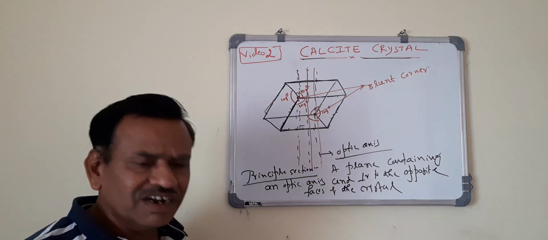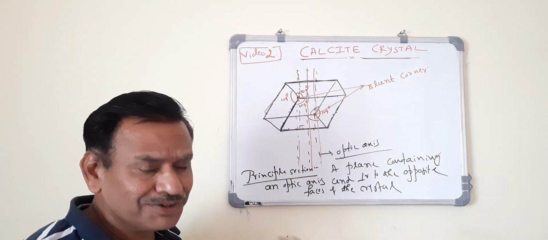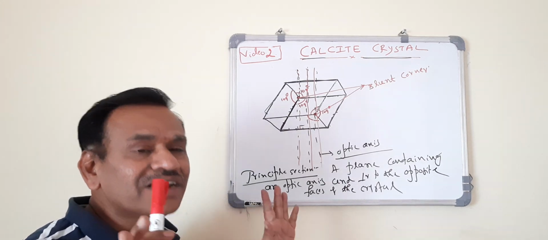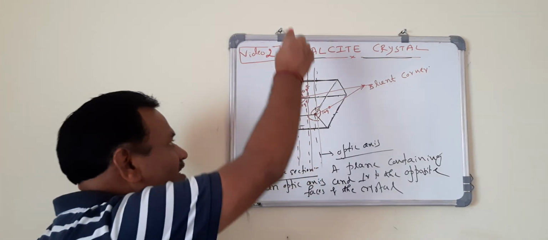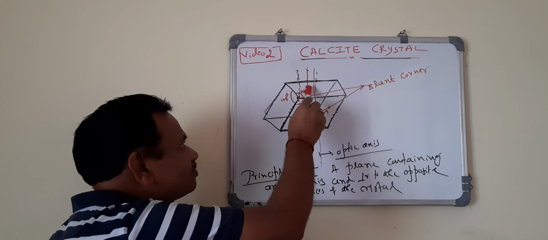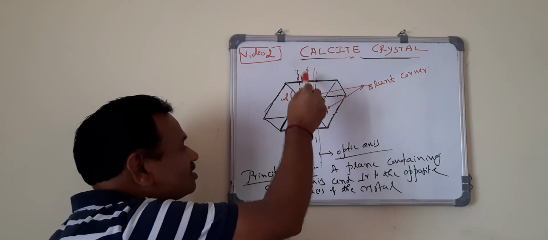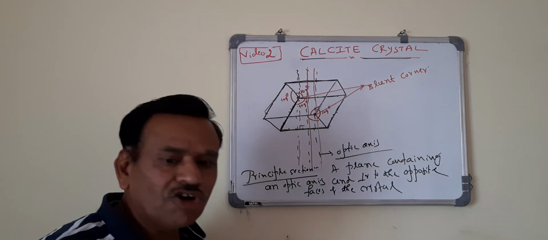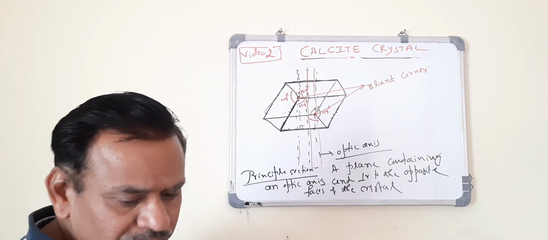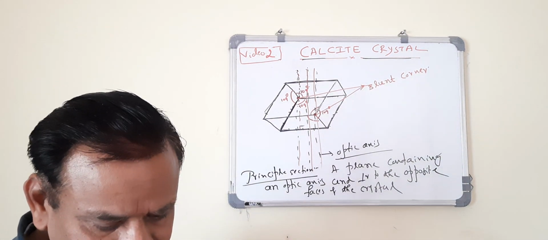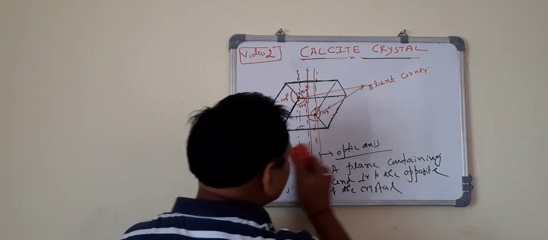Many books they have written, it is a single line. It is wrong. It is not a line. It is a direction. Line passes like this, because it is parallel to this. This is parallel to this. And these are called as optic axis. What is the importance of optic axis? I'll tell you later. Next.